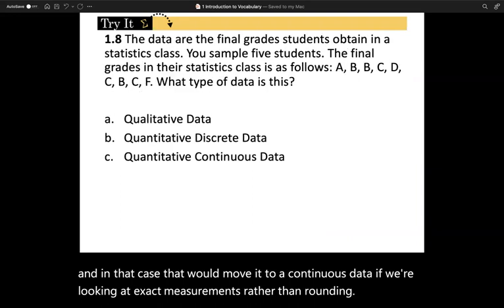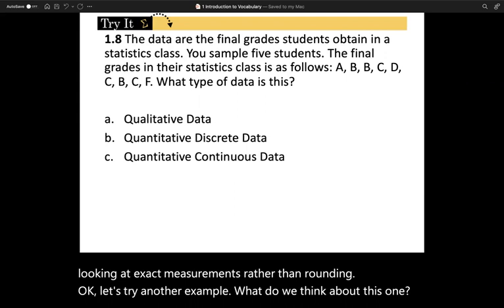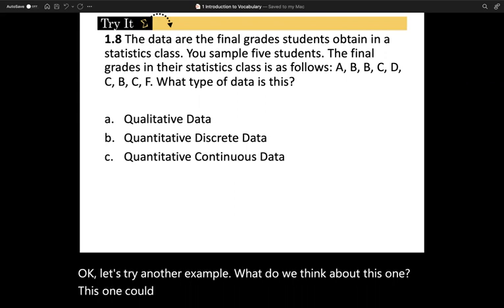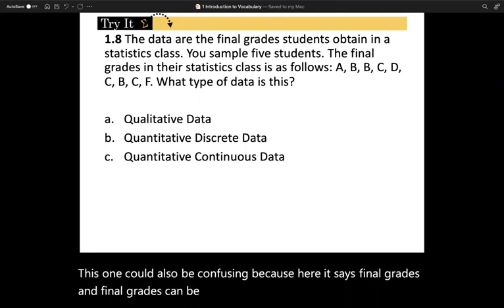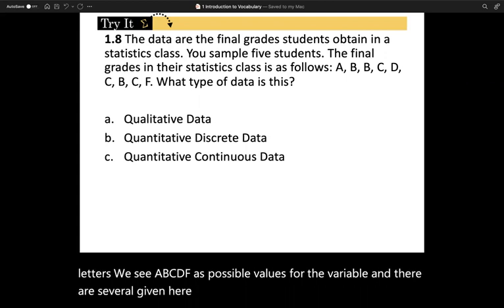Okay, let's try another example. What do we think about this one? Now, this one could also be confusing because here it says final grades, and final grades can be numeric, but in this case, they're listed as letters. We see A, B, C, D, and F as possible values for the variable, and there are several given here. In fact, there are 9.